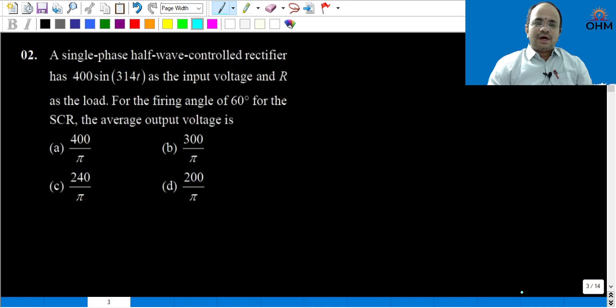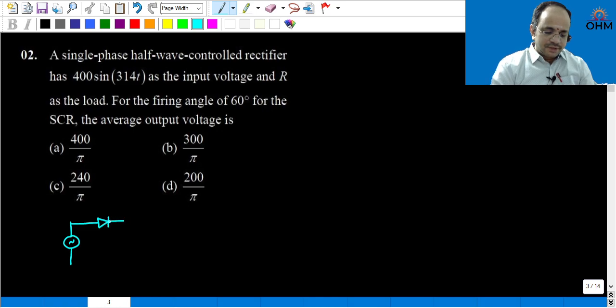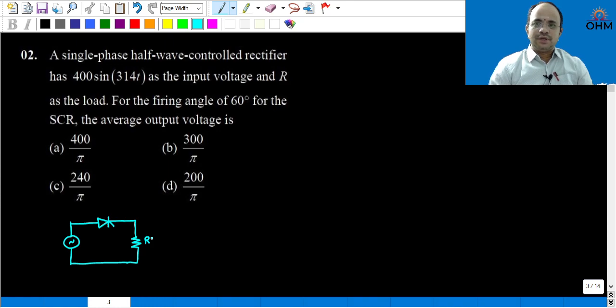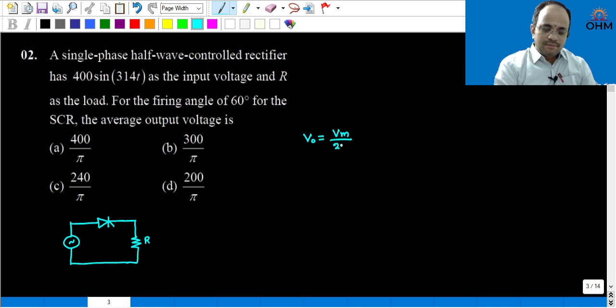A single phase half wave controlled rectifier has 400 sine of 314t as the input voltage. From this data, you can simply draw the circuit diagram, single phase half wave controlled rectifier. That means some resistive load is connected to a sinusoidal source through an SCR. Alpha, the firing angle for the SCR, is given as 60 degree. Then what is the average output voltage? V0 is equal to Vm divided by 2 pi into 1 plus cos alpha.